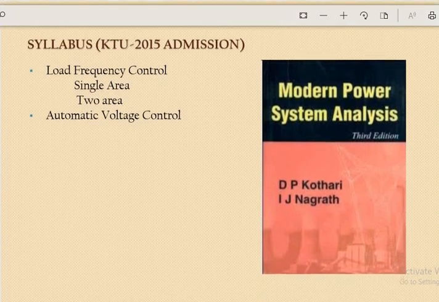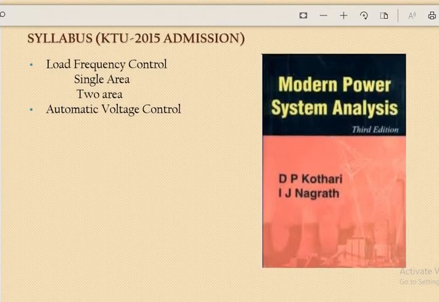Now the reference text that we are using here is Modern Power System Analysis by D.P. Kothari. See the syllabus. Syllabus is only this much, that is the load frequency control, single area, two area, and the automatic voltage control. So we'll be discussing the basic concepts as well as the modeling part of single area, two area, and voltage control. So essay can be asked from any of these sections, so please do not skip any portions coming under this module.